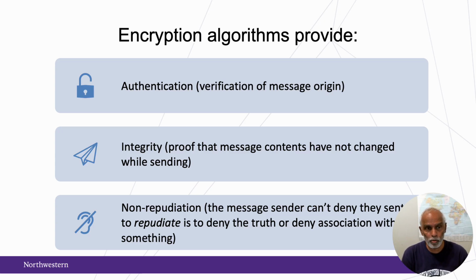And then the final one is non-repudiation. The message sender cannot deny they sent it. To repudiate is to deny the truth or deny association with something. So the sender cannot repudiate and say, no, I didn't do it. That's very important. The sender is identified as the one who sent this message, document or data, and it has integrity, meaning it was not tampered with in transition, and the authentication is that the message origin is verified. All these things are assured through the encryption method.